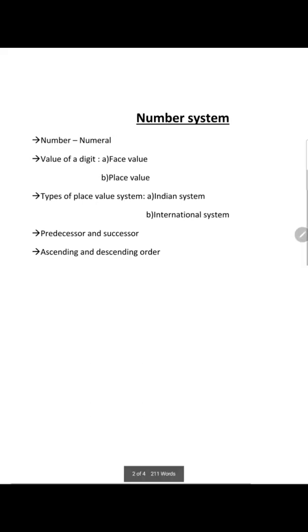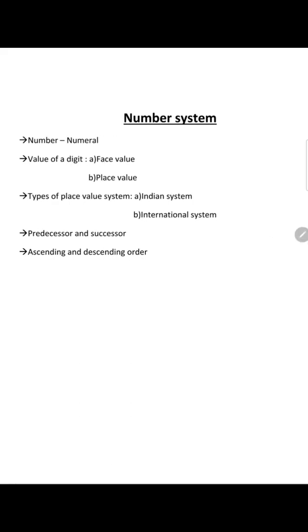Fine, understood this concept. Let us move to the next one, that is value of a digit. There are two values of a digit. One is the face value and the other is the place value. First, let us see face value. As its name tells us, face means same. So, face value is nothing but the same value. Let us take one example to understand the face value.